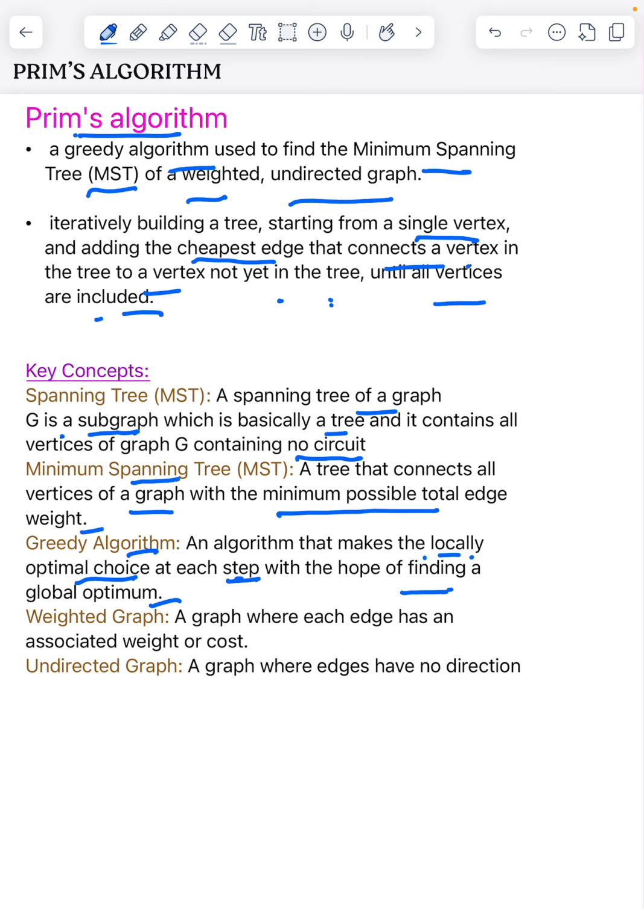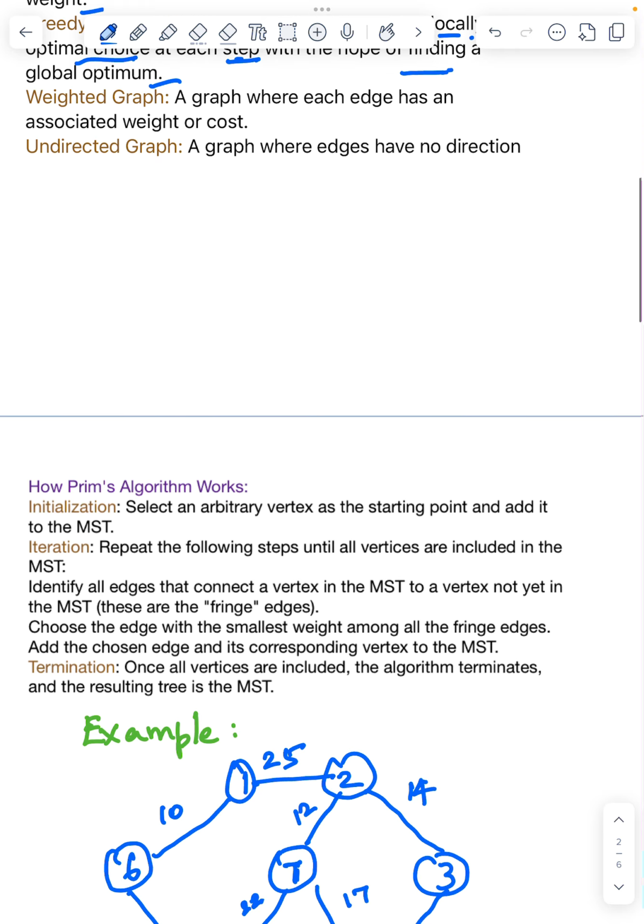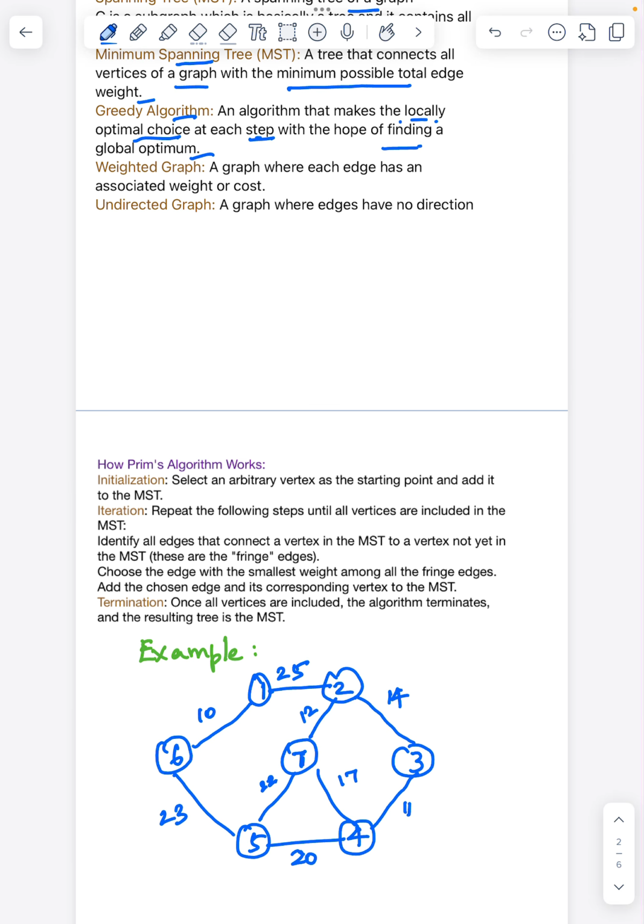And coming to a weighted graph, this is a weighted graph where each edge has an associated weight or cost. For example, this is one edge, and this has a cost or weight of 10. Similarly, between the vertices 1 and 2, we have one edge, and this has a cost of 25. So this is called a weighted graph. Coming to undirected graph, a graph where edges have no direction. So even if you take this example, this graph has no direction.